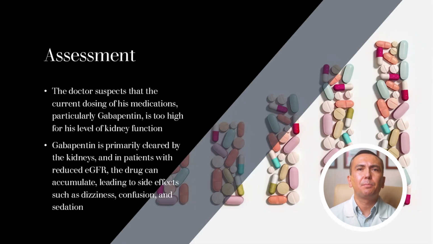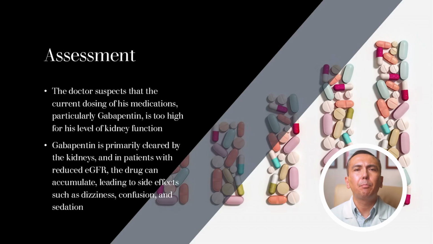Assessment. The doctor suspects the current dosing of his medications, particularly gabapentin, is too high for his level of kidney function. Gabapentin is primarily cleared by the kidneys, and in patients with reduced GFR, the drug can accumulate, leading to side effects such as dizziness, confusion, and sedation.